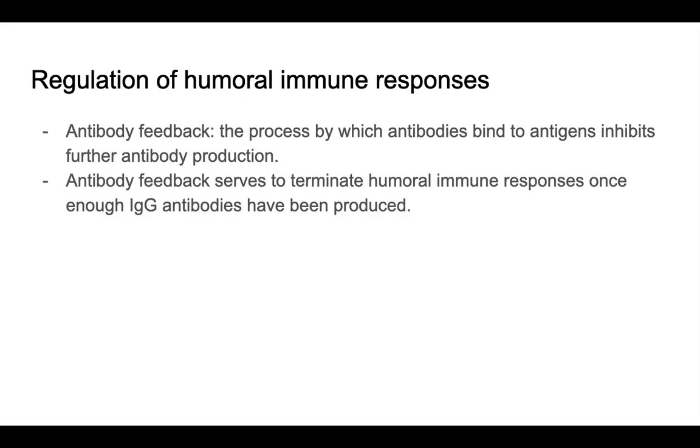The regulation of humoral immune responses. Antibody feedback is a process by which antibodies bind to antigens and inhibit further antibody production. Antibody feedback serves to terminate humoral immune responses once enough IgG antibodies have been produced.